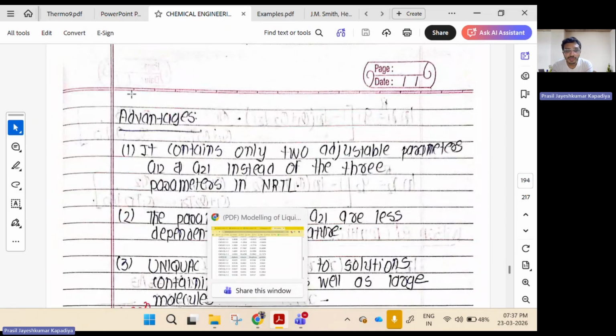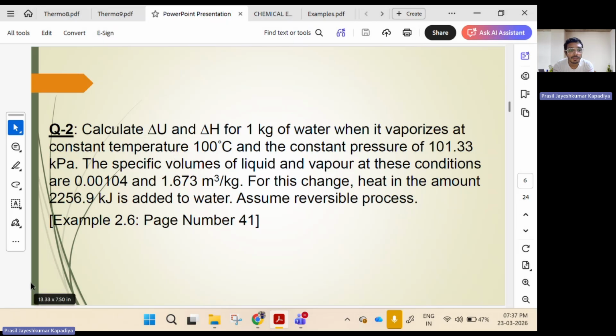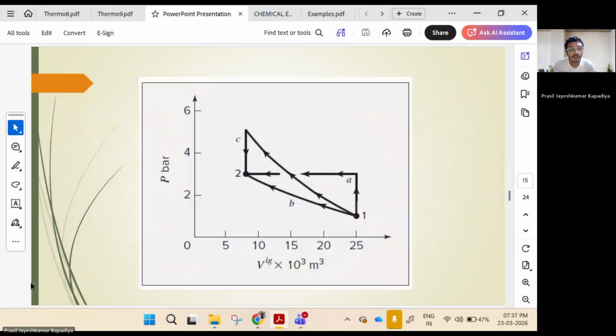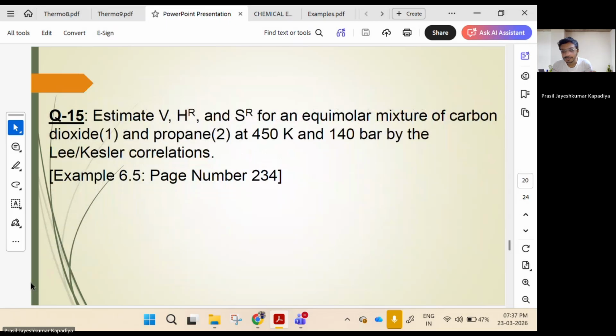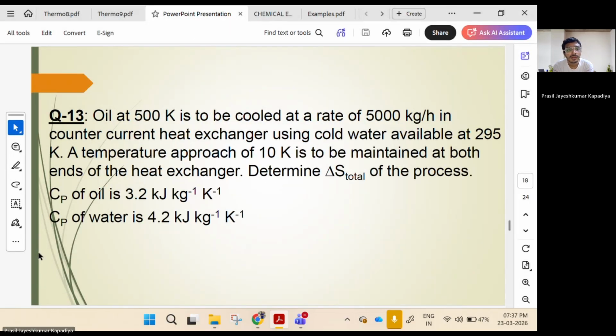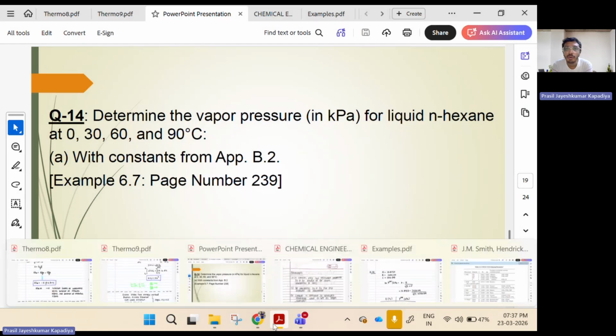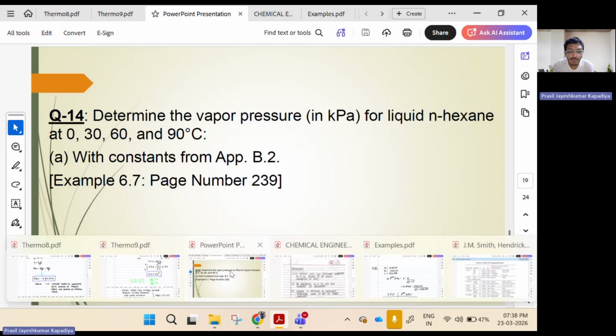So let's try to have a look at some problem statements that we were not able to look at so long. So we are left from this particular problem. The question is, determine the vapor pressure in kilopascal for liquid n-hexane at 0, 30, 60 and 90 degrees Celsius using constants. So we are first dealing with the n-hexane molecule. How can I find out vapor pressure?